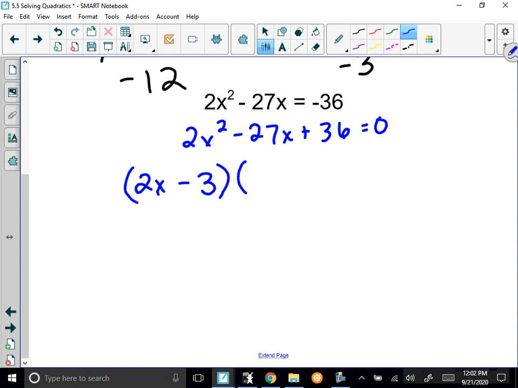2x. What, am I already wrong? What's 2x times 2x? 4x. It would be 4x squared. We need 2x squared. x plus.